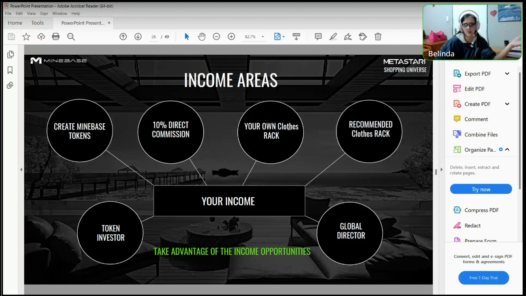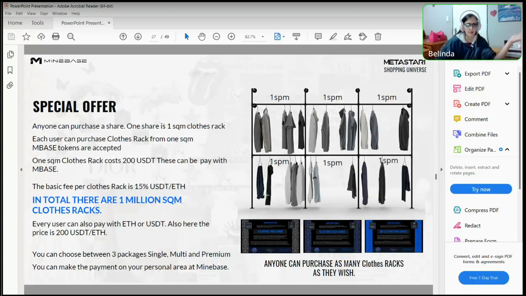Okay, you can create your own Closerack. So that's obviously in the shares. You can recommend Closerack. So when you sell a share, that's recommending it. And then you can become a global director. So obviously the more people that you introduce to this, you can earn a lot more and become a global director.